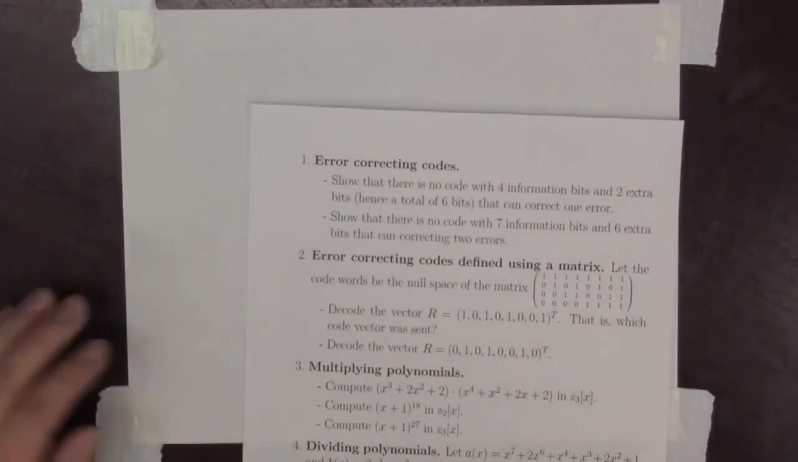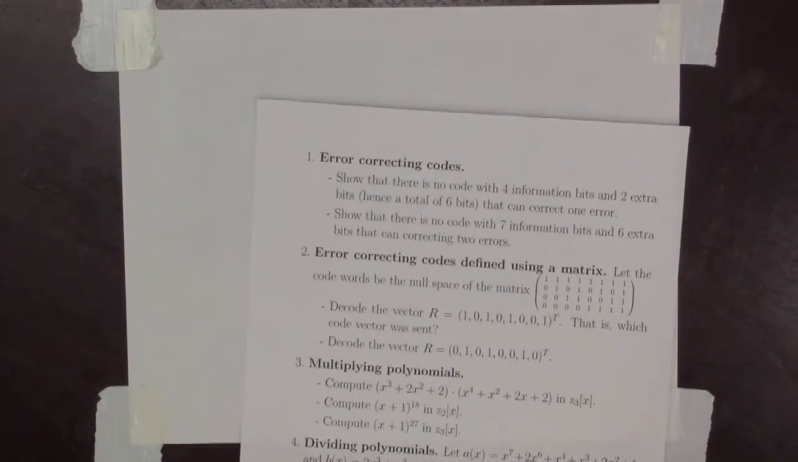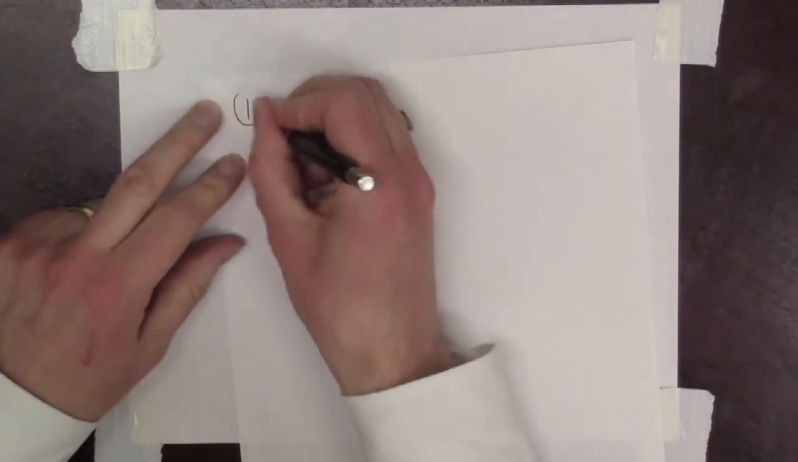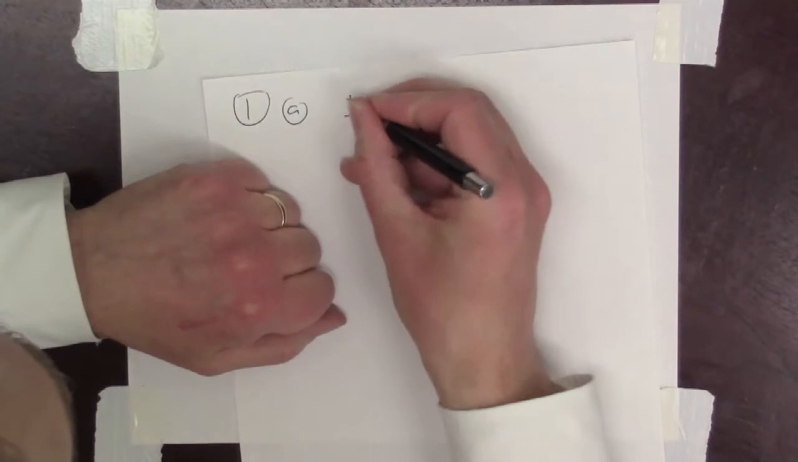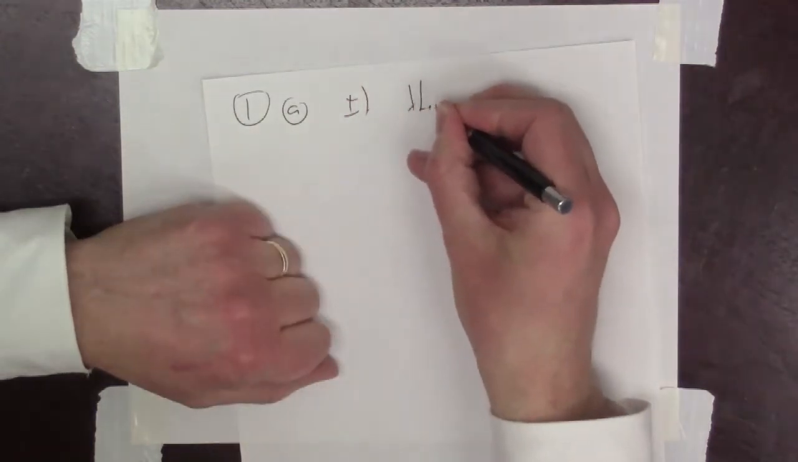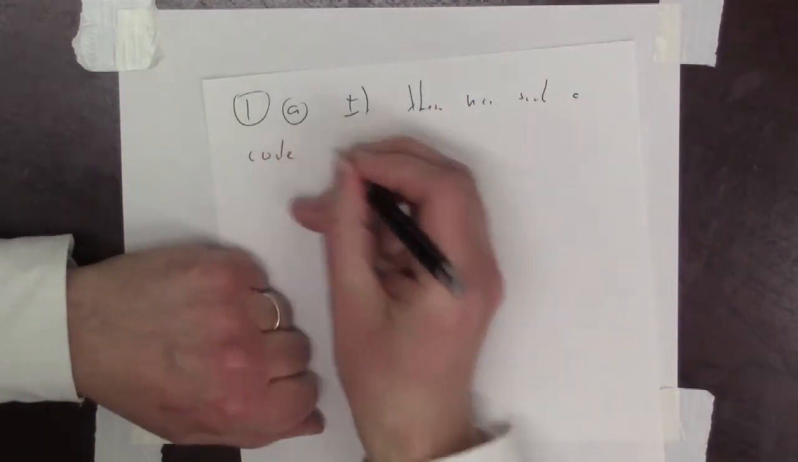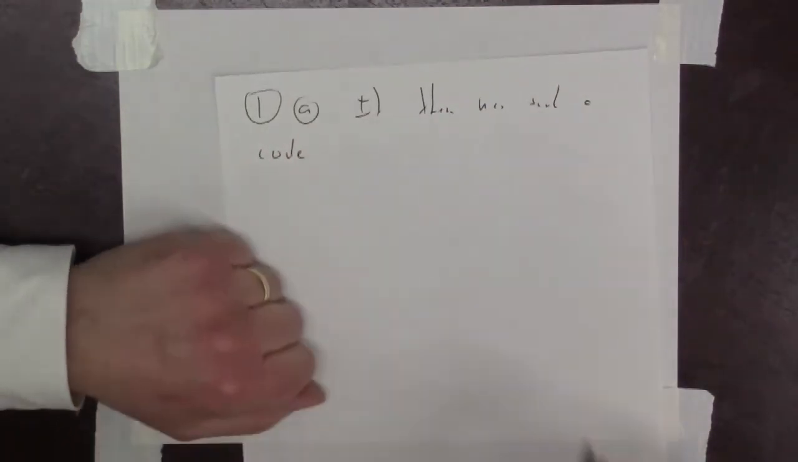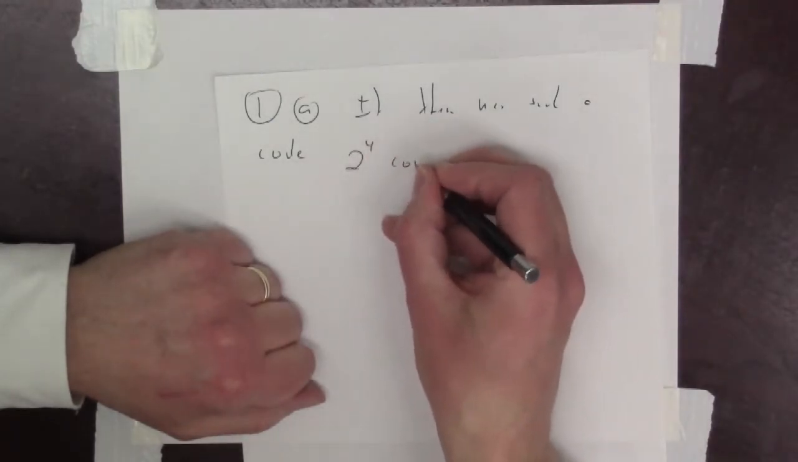Now we start reviewing here. First problem, error correcting codes. Show there's no code with 4 information bits and 2 extra bits, a total of 6 bits, that can correct 1 error. Well, if there was such a code, so let me write 1 here, first problem, then there'd be 2 to the 4 code words.